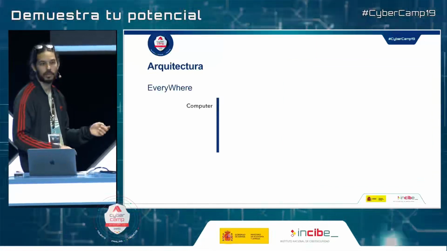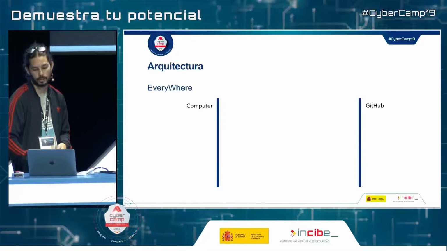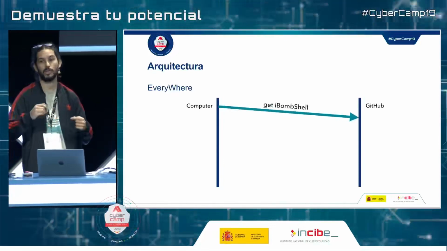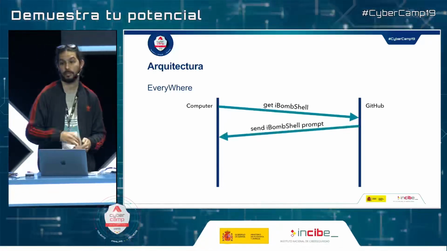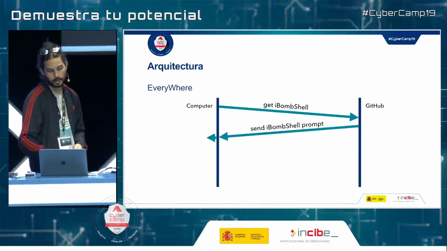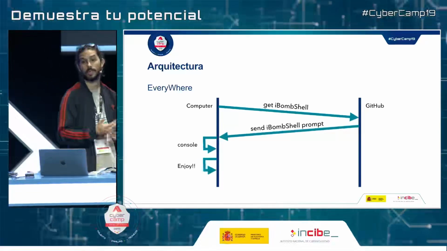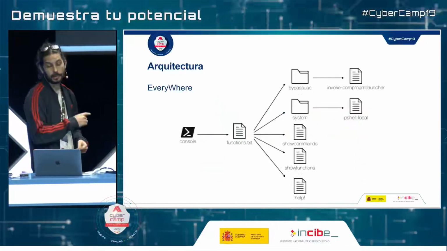Okay, what is the architecture? We have our computer and we have the GitHub repository. From PowerShell on our computer, we say, hey, get me the iBombShell prompt. The repository is going to return this prompt and load it in memory, and that's it. After that, we can start playing with the environment.